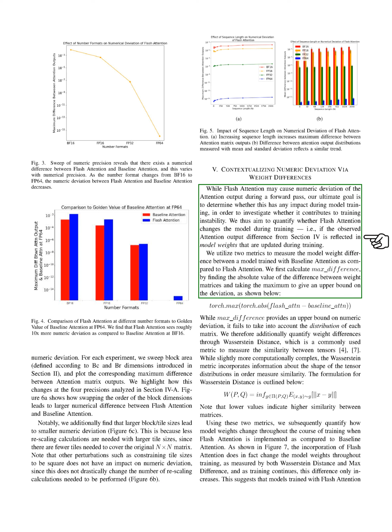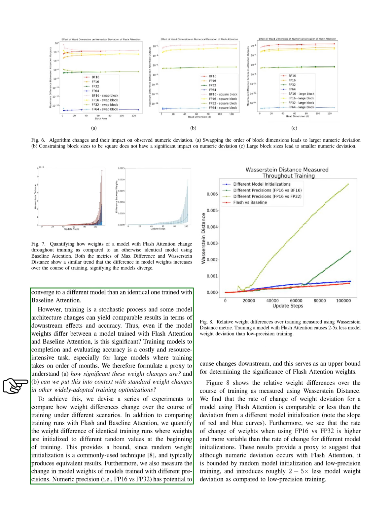While flash attention may cause numeric deviation during a forward pass, our goal is to determine if this affects model training and contributes to training instability. We measure the model weight difference between models trained with baseline attention and flash attention using two metrics, max difference and Wasserstein distance. These metrics show that models trained with flash attention converge to a different model than those trained with baseline attention.